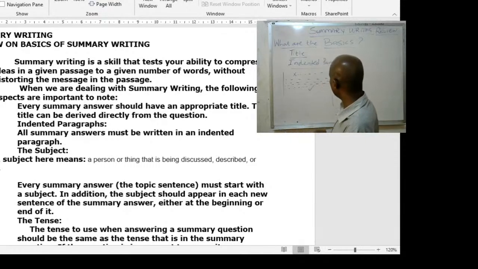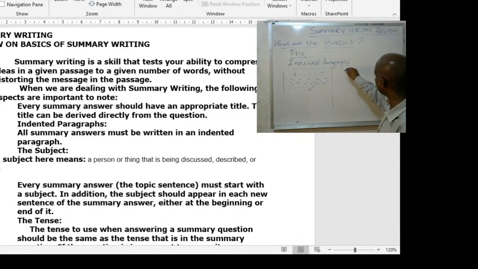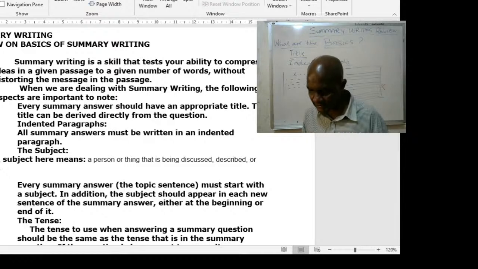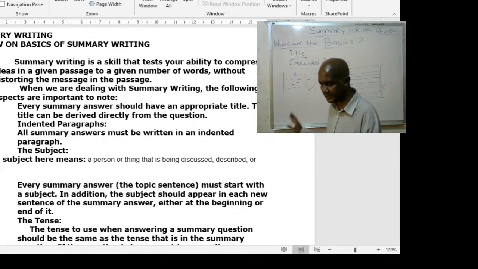Then when I talk of block, if this is your margin, this is another margin, this is your page, a block paragraph is one that flows like that. There is no space. Then you leave a gap. You skip lines. All that is an example of a block paragraph. So for summary writing, this is what we need to know. Indented paragraphs and the title are the important things we need to do.